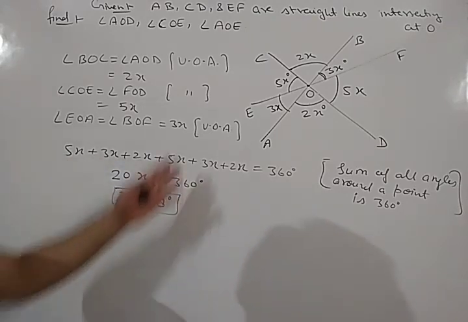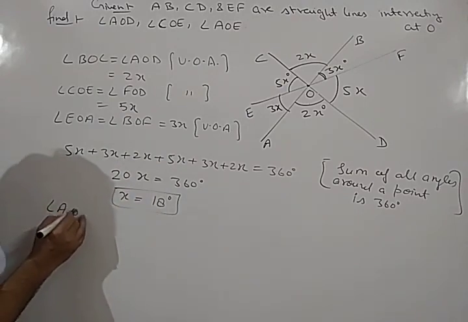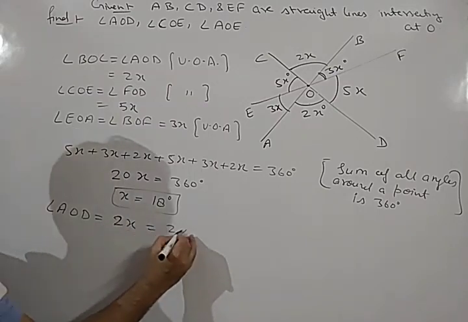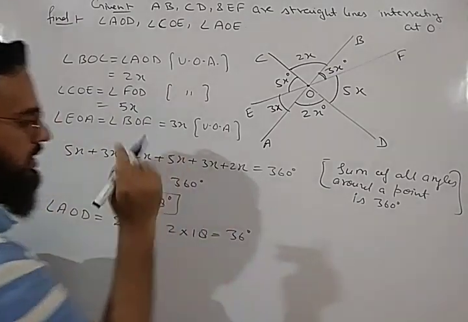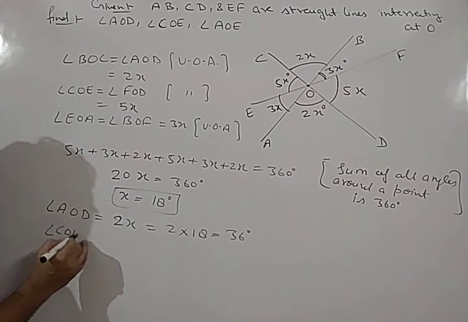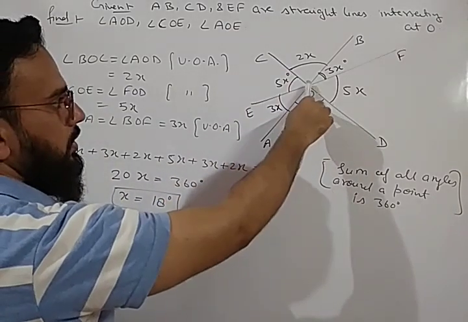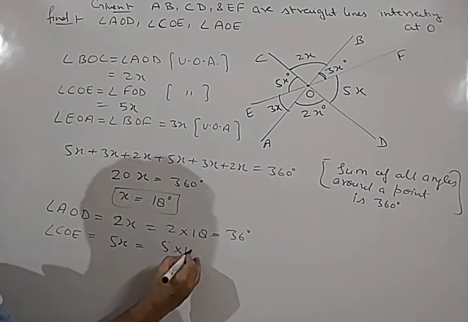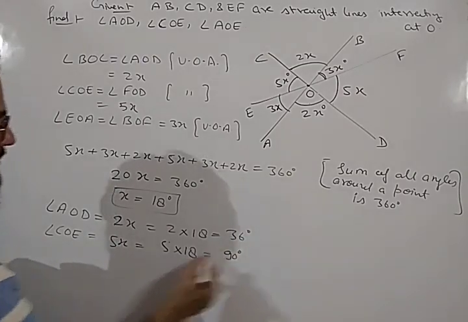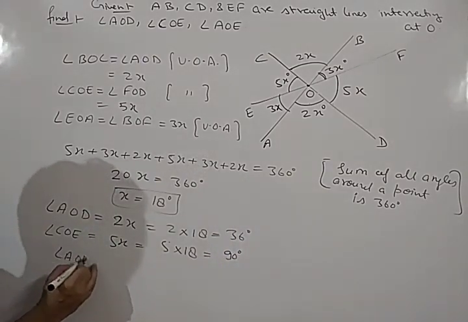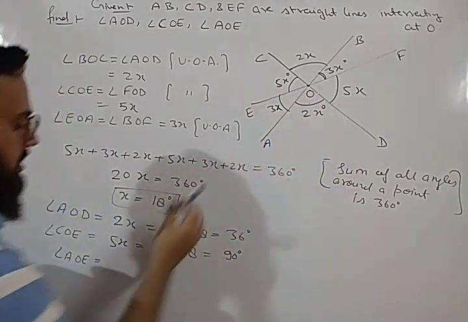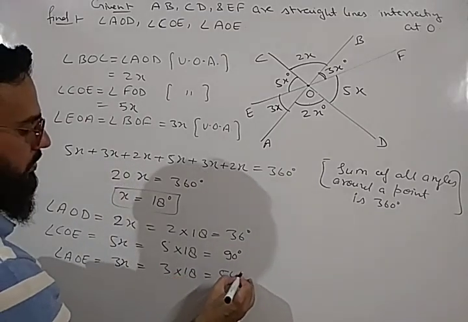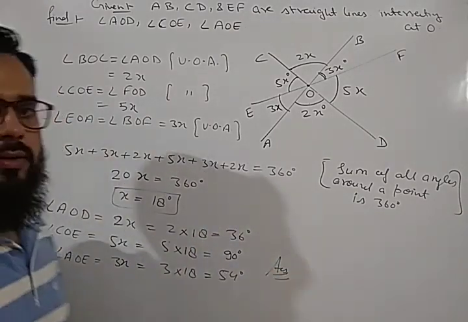Now if you get the value of x, then you can find each and every angle. Angle AOD is equal to 2x, so its value will be 2 into 18, which is 36 degrees. Similarly, angle COE is 5x, so it will be 5 into 18, which is 90 degrees. And the third angle is angle AOE, which is equal to 3x, so its value will be 3 into 18, which is 54 degrees. So we get all the three answers.